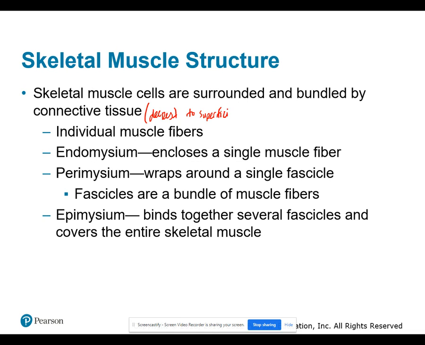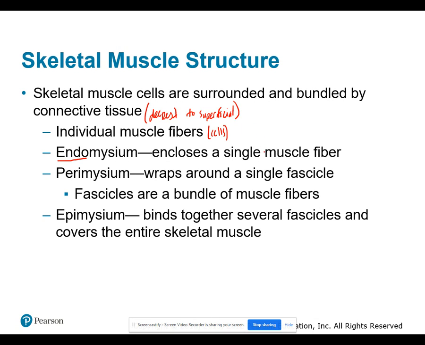So if I was going to strip away all those layers, the very inside you have individual muscle fibers, and remember, fibers are the same as cells. Now, each individual muscle fiber is enclosed in something known as an endomysium. So mys, again, means muscle. Endo will always mean the very inside.